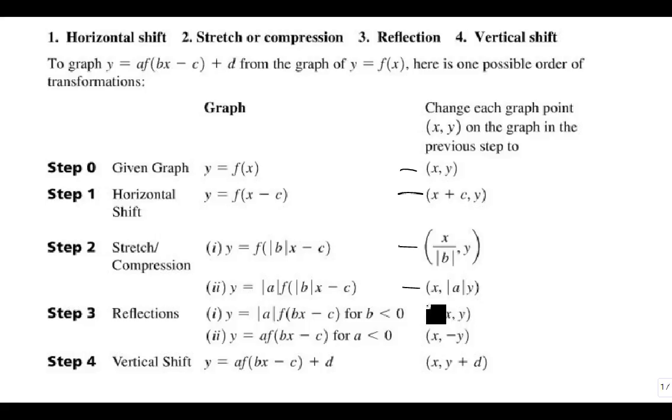Then we do our reflections, and if possible, we do our sign changes. And notice it's doing the horizontal reflection first, then the vertical, and then finally our last step is to do the vertical shift to move it up, whatever d is. And so we start with our basic graph and then follow these steps in order, and that will generate our new graph.